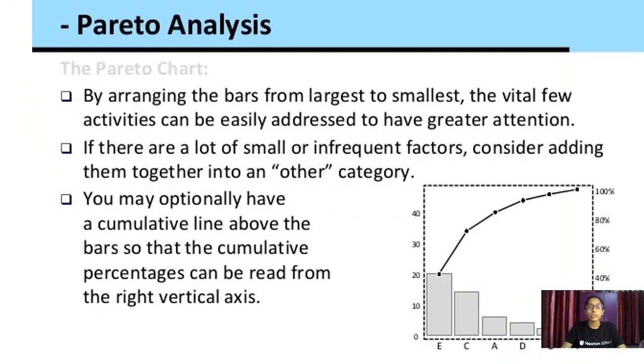The Pareto analysis also helps us arrange the bars from largest to smallest. The vital few activities can be easily addressed, giving them greater attention. If there are a lot of small or infrequent factors, consider adding them together into another category. You may optionally have the cumulative line among the bars, or the cumulative percentages can be read from the vertical axis. Here you can see the graph with percentages, numbers and alphabets. You can see how the cumulative percentage of the frequency changes from 100% down to the lowest.